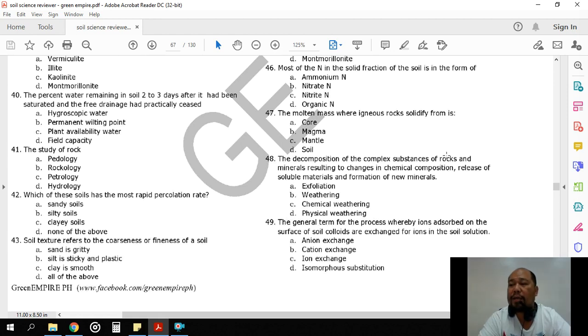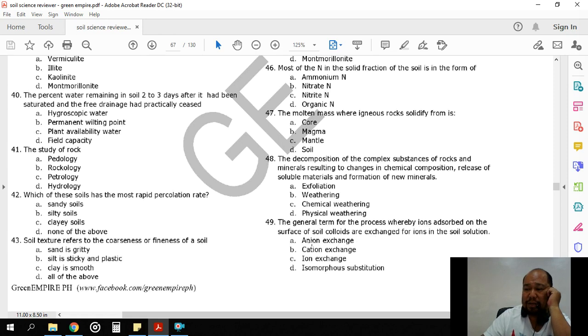49. The general term for the process whereby ions adsorb. Be careful with this one. Sometimes it's a B, sometimes it's an A. Adsorbed, meaning on the surface, it sticks. The general term for the process whereby ions adsorbed on the surface of soil colloids are exchanged for ions in the soil solution. Correct answer is cation exchange or ion exchange.